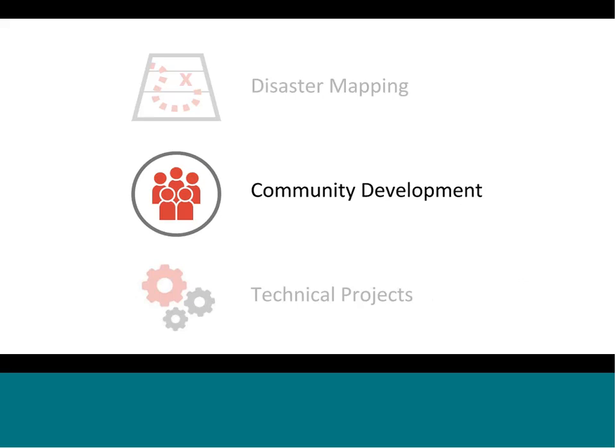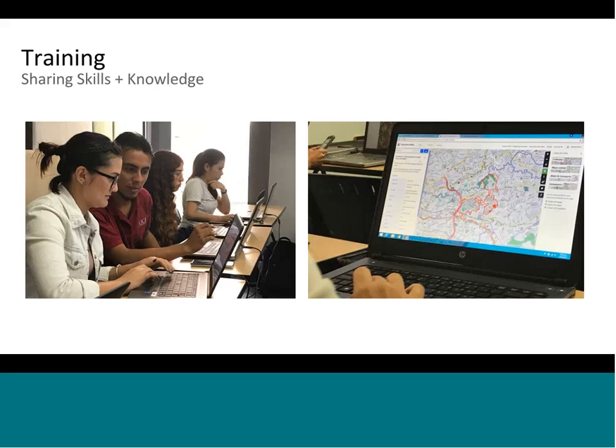The other part that HOT really focuses on is community development. This is where a lot of our projects are focused. A lot of our funded projects are focused on training and sharing knowledge and skills with local communities. We're really teaching them about OpenStreetMap, the concepts and associated tools behind it, training local communities to increase awareness and to give them the necessary skills to improve perhaps their own living conditions.